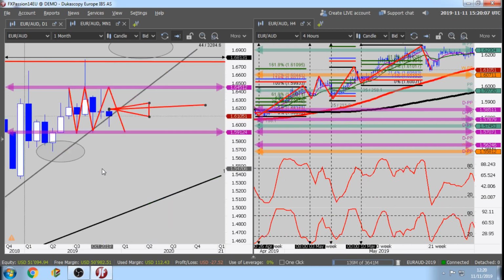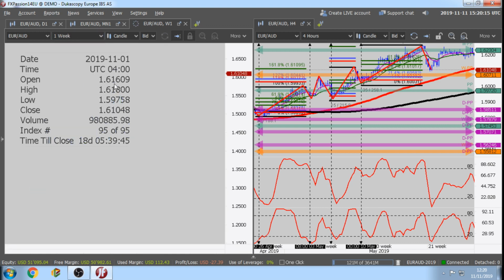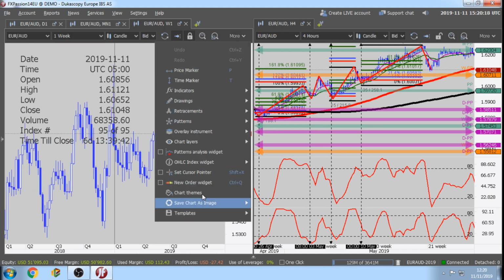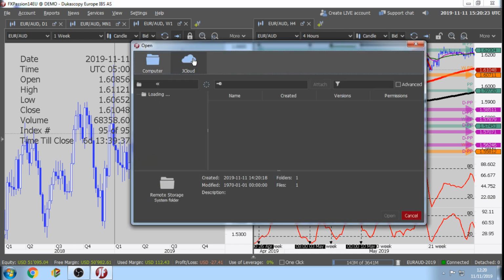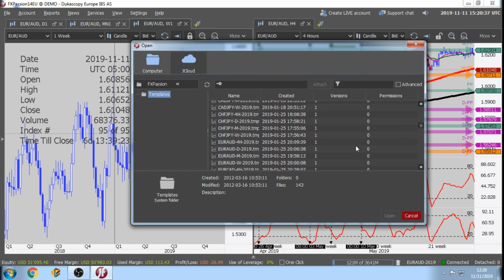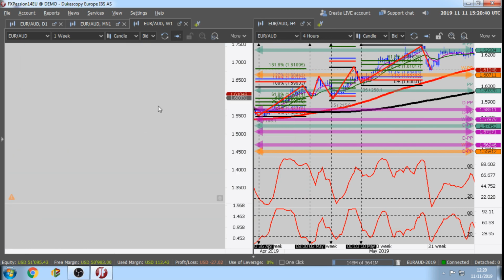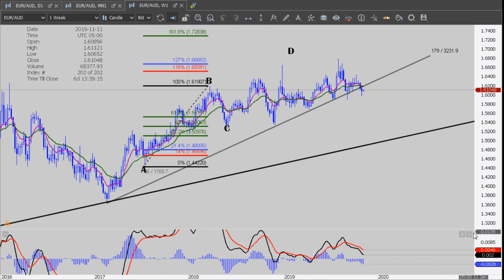And let's move to the weekly. Where is the weekly? Okay, I'm going to open a new one, weekly chart, open, just give it a second. Euro AUD weekly chart. There you go. Weekly chart.